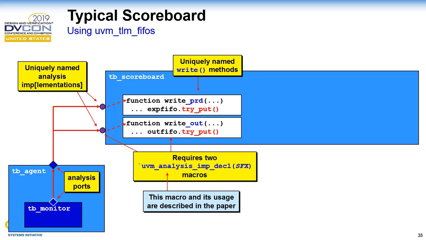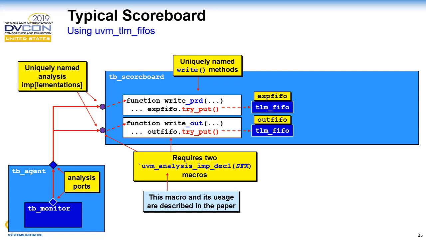The UVM analysis implementation declaration macro, where you're going to say, I want to create two new implementation ports with this suffix and two write methods also with that suffix. I'm not going to explain it here, but go into the paper and it explains how that macro works in order to build the two implementation ports and the two write functions. But now that I have two write functions, each one of those can do a try-put command on the TLM FIFO. So these are TLM FIFOs, not TLM analysis FIFOs. So I can do the try-put commands on each of those TLM FIFOs to place the transactions into there.